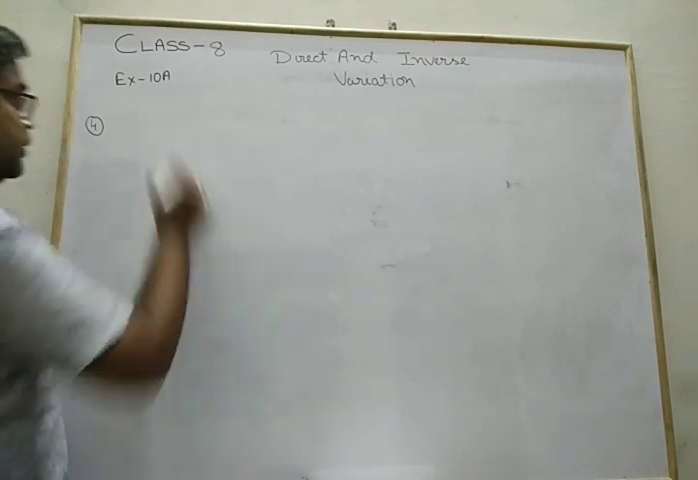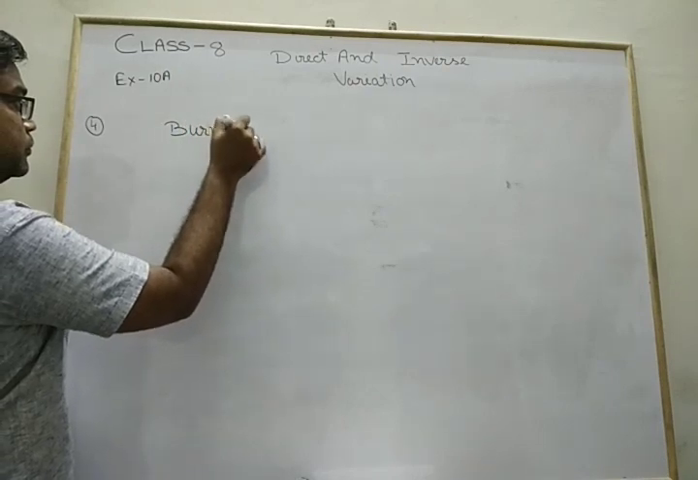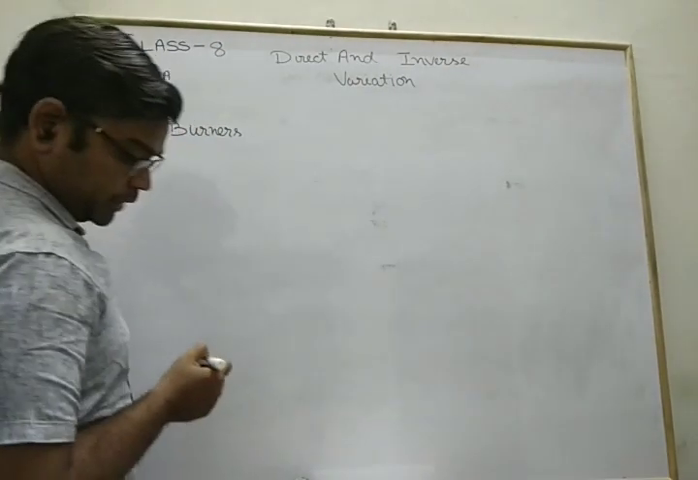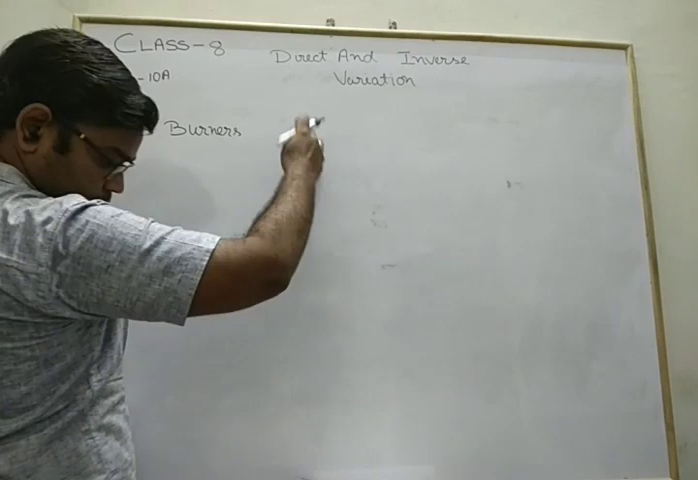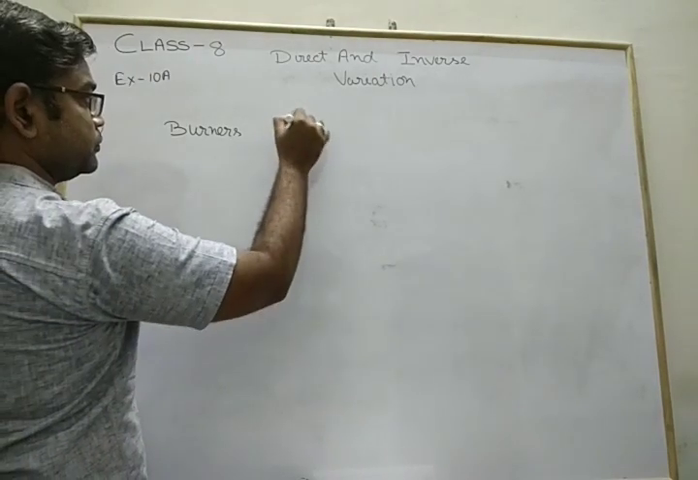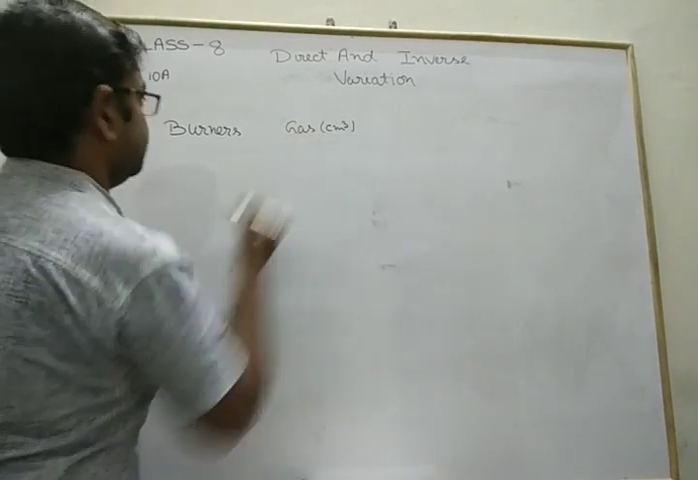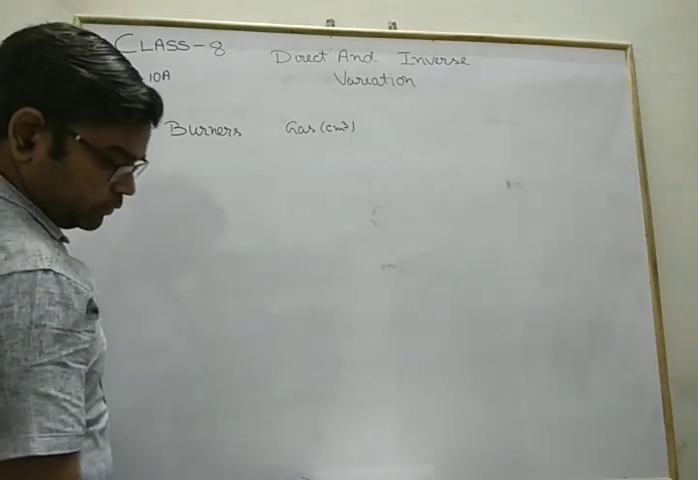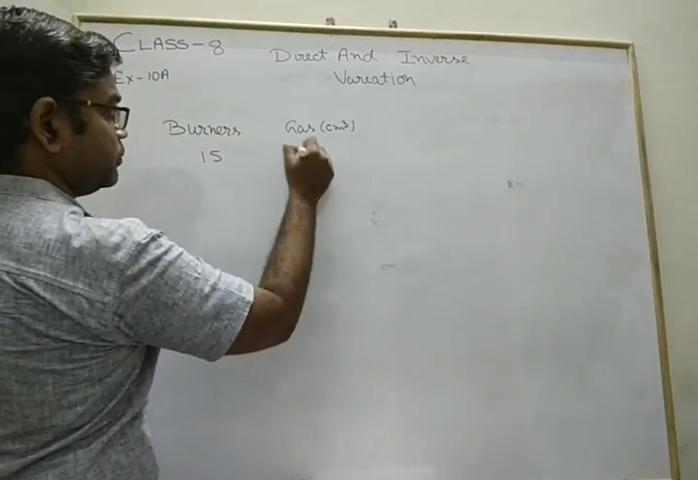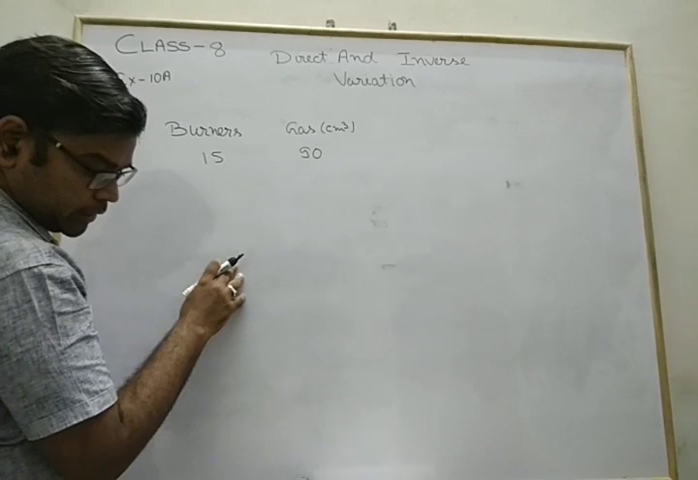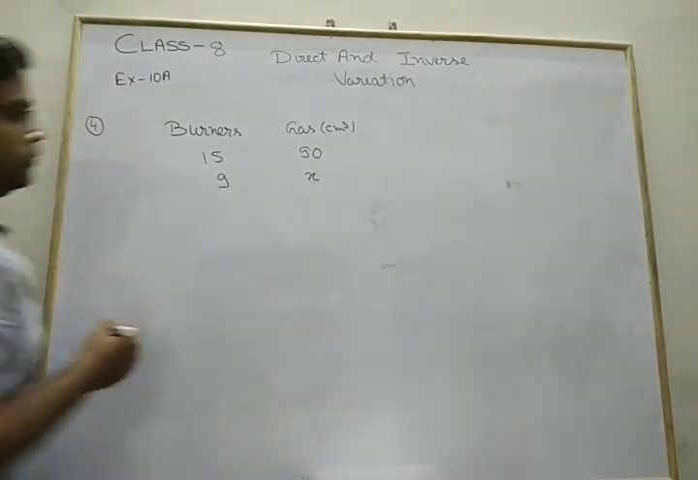In this case, 15 is the number of burners, the time is the same, and the amount of gas is in cubic centimeter. So what is given to you? 15 burners consume 90 cubic meter of gas. A lesser number of burners consume x amount of gas.